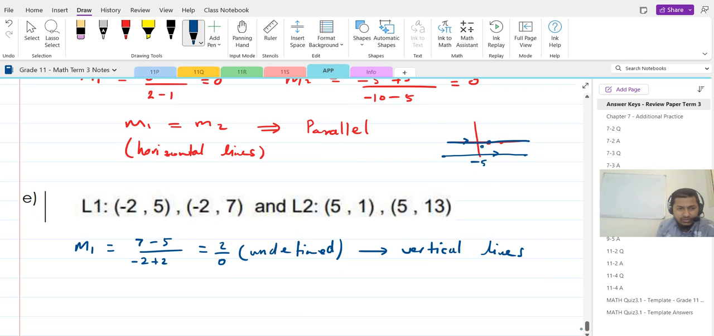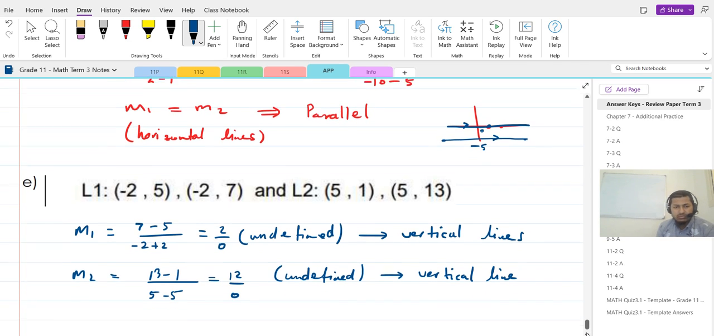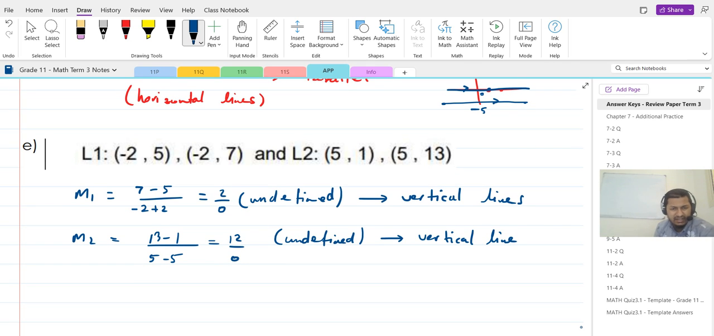And the next one is m2. Let's see, 13 minus 1 divided by 5 minus 5. So we got 12 over 0, again an undefined slope, right? So we still have a vertical line. So don't say m1 equals m2, just say the lines are vertical.